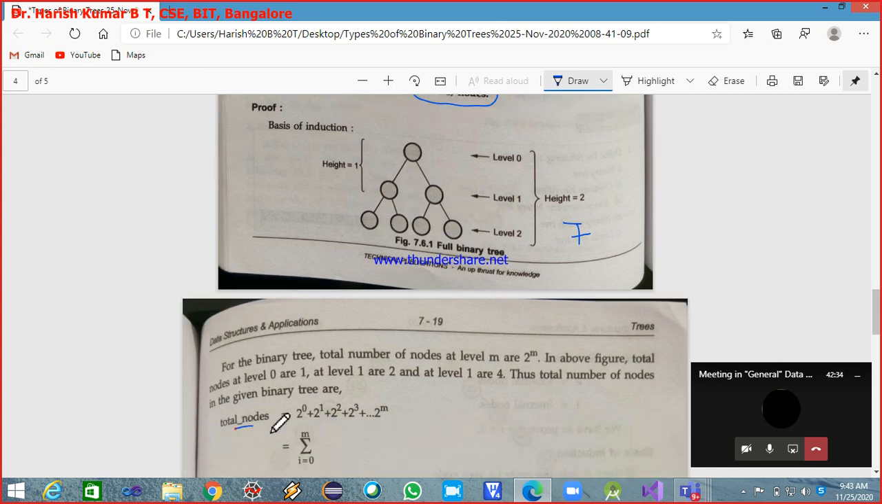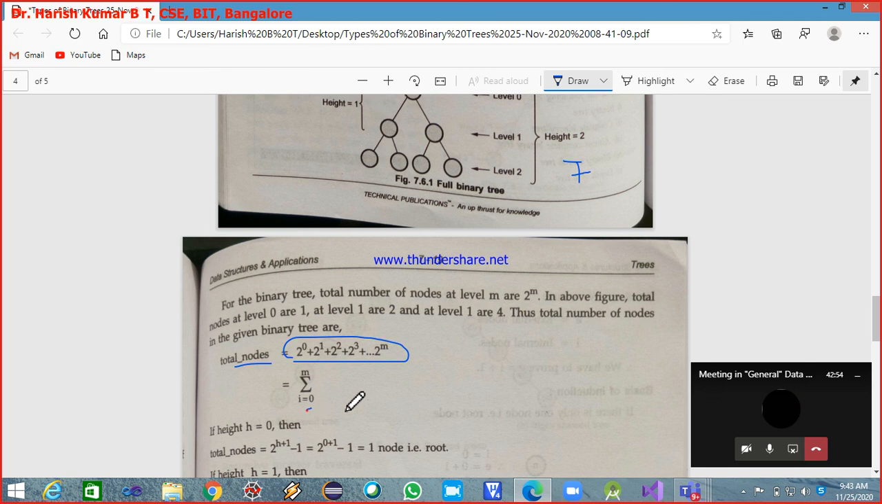Now the total number of nodes is the summation of all of them: the maximum number of nodes at level 0, at level 1, at level 2, at level 3, and so on, up to the maximum number of nodes at level m. In general, this can be written as the summation from i equal to 0 to m, where m is the number of levels. Hope you understood?